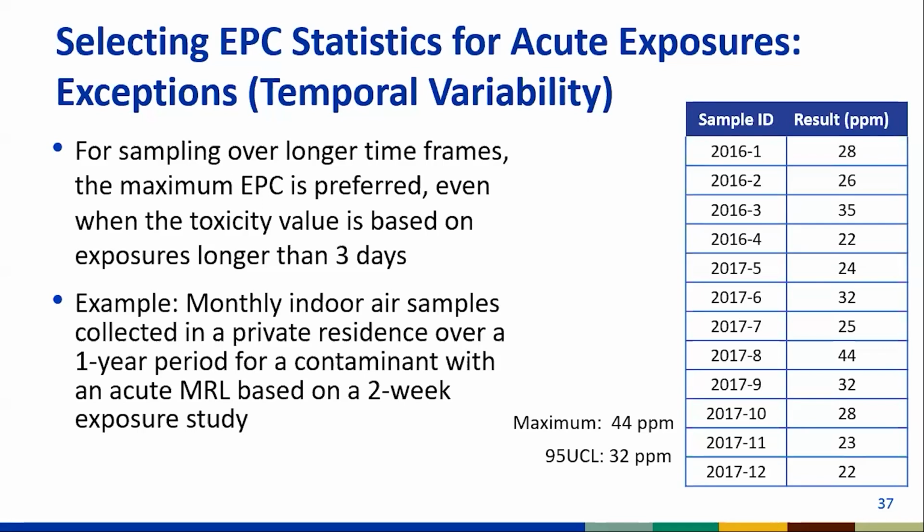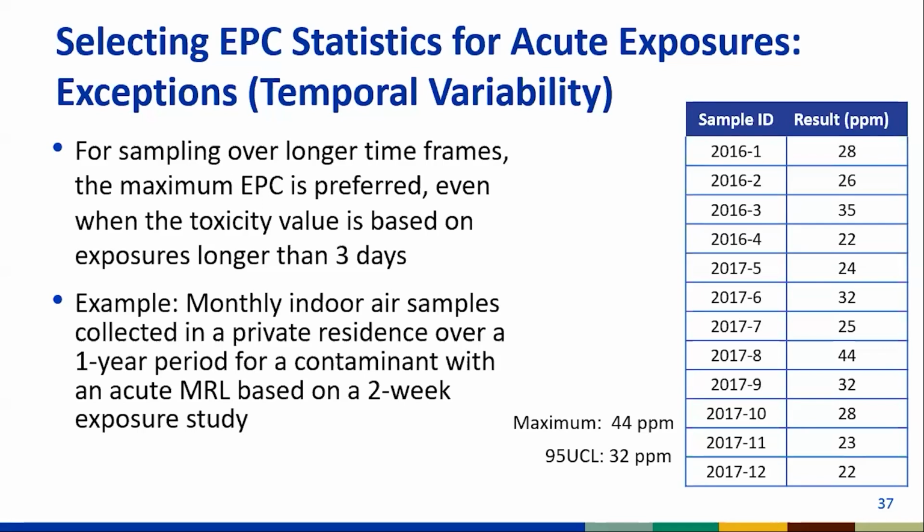The 1-week exposure window from the underlying toxicity study suggests the use of the 95 UCL. However, considering the temporal variability in sample results, it's possible that someone might be exposed to the maximum detected concentration over a shorter acute duration. Therefore, in this case, the health assessor should use the maximum concentration, regardless of the underlying toxicity data, because there are not enough samples within a single 2-week period to calculate a 95 UCL.